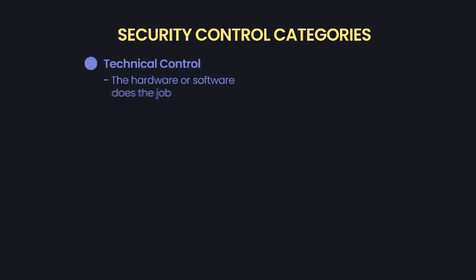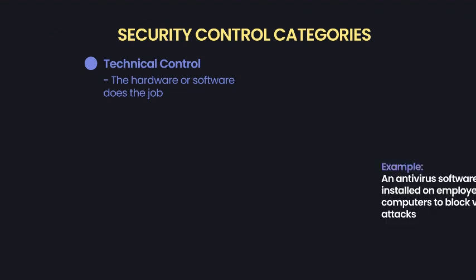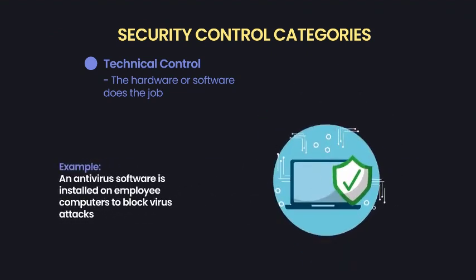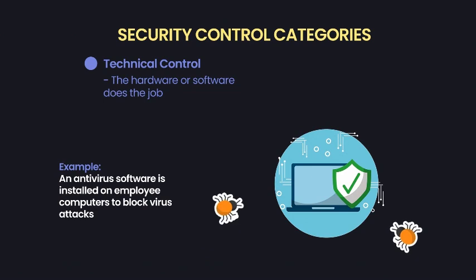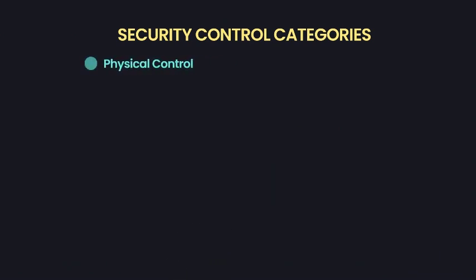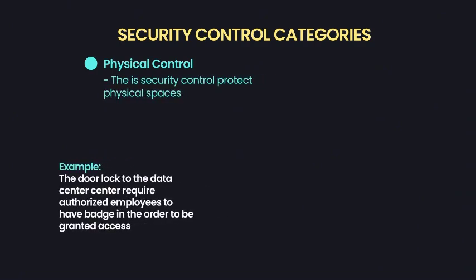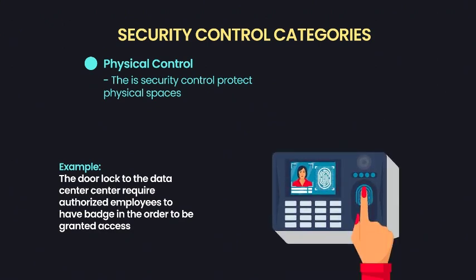With these controls, the hardware or software does the job. Here's an example. Antivirus software is installed on employee computers to block virus attacks. And the last category is physical controls. These security controls protect physical spaces. Here's an example. The door lock to the data center requires authorized employees to have a level 3 badge in order to be granted access. And that, in a nutshell, is security control categories.